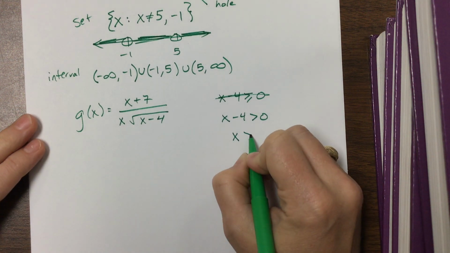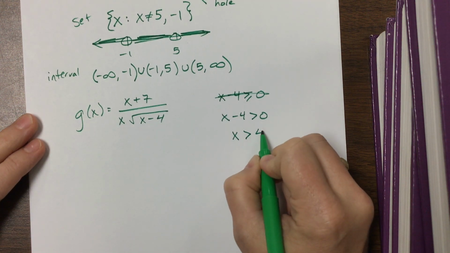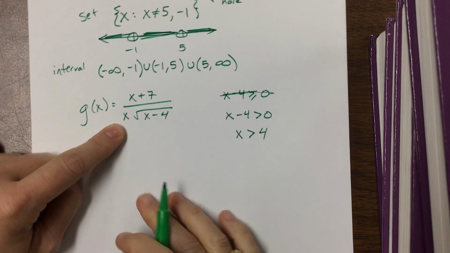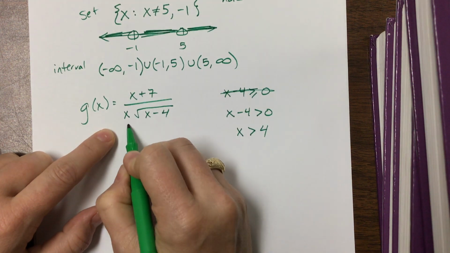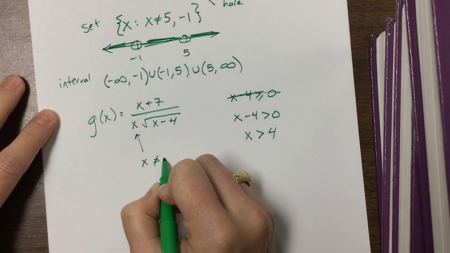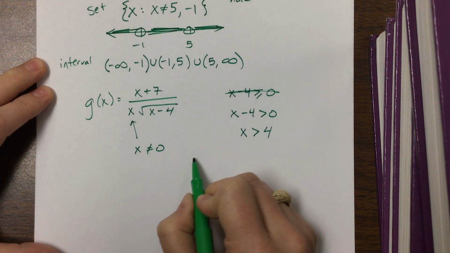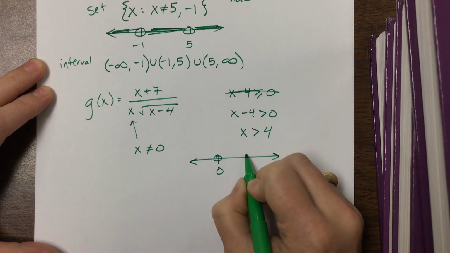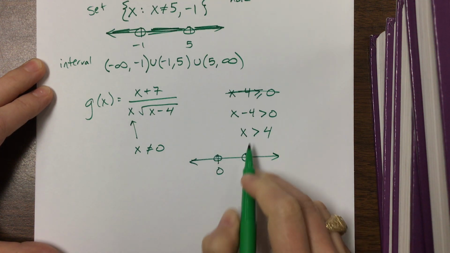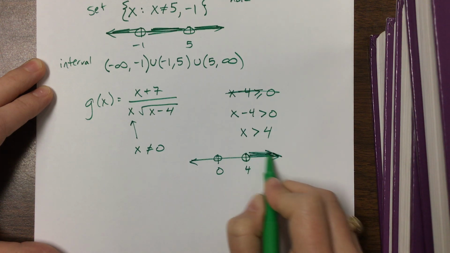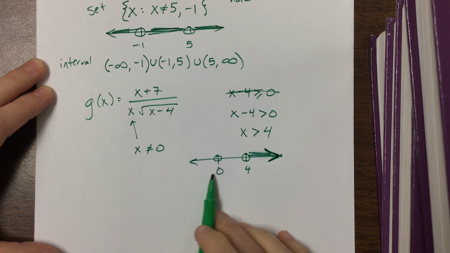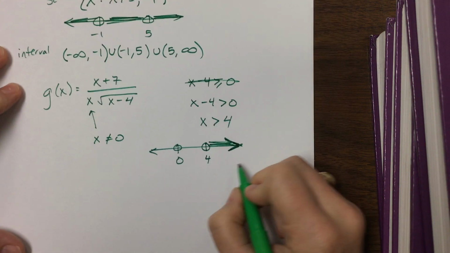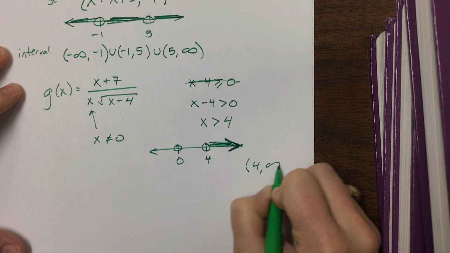So here I have x is greater than a positive 4. And also we know from here that x cannot equal 0. So what I'm going to do is put this on a number line, and say, well, here's 0. I can't be equal to 0. And here's 4, and I have to be greater than 4. So in this particular case, this one has no impact on that one right there. We just have to be bigger than 4 anyway. So my answer would be from positive 4 to infinity.